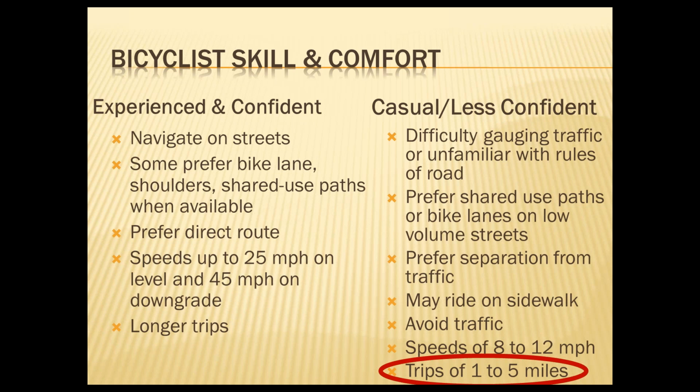And they will take longer trips. On the other hand, the casual, less confident rider may have some difficulty on the road. They're going to prefer those off-street facilities or facilities that have some separation between them and traffic or on very low volume streets. And they may be choosing to ride on the sidewalk. They may take a longer trip if it's going to help them avoid uncomfortable situations. And they're traveling at a much slower speed. But the key I want to make here is those casual and less confident riders, their trip lengths are going to be 1 to 5 miles in length.